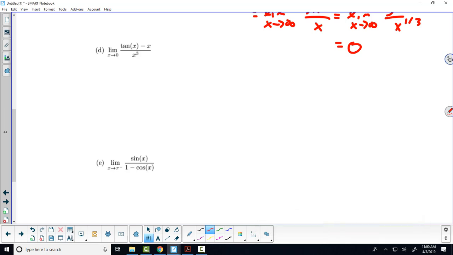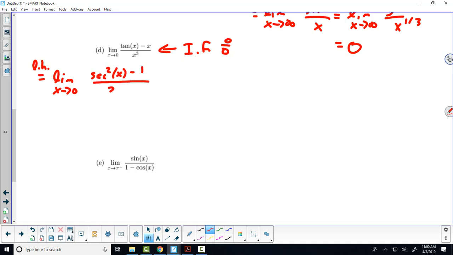We're on to it. So this has indeterminate form what? 0 over 0. Okay, so we apply L'Hopital's Rule. Tell me that you're applying it. That gives us the limit as x approaches 0 of secant squared of x minus 1 all over 3x squared.